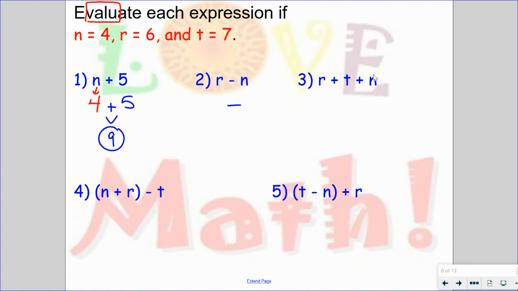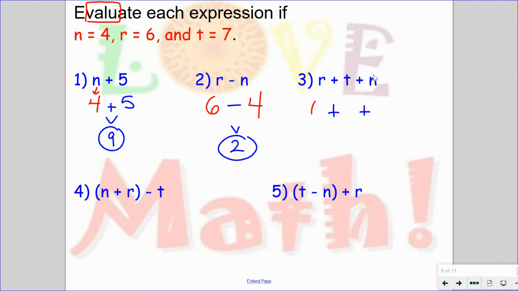Take, for instance, number 2. We have some number r. Wait a second. We can substitute in the number 6 for r, and then we're going to subtract n, and we already knew that n was 4. At this point, go ahead and evaluate. 6 minus 4 is 2. Carry on with number 3.